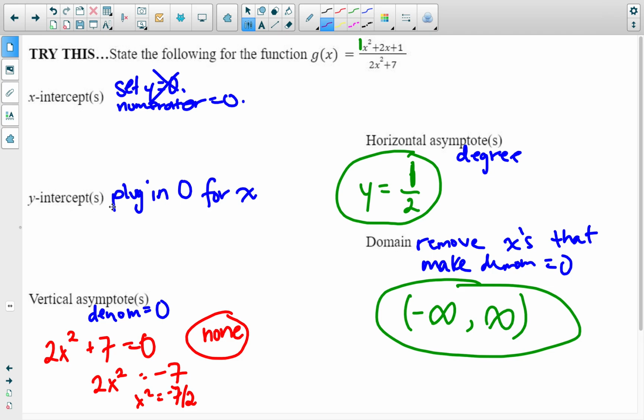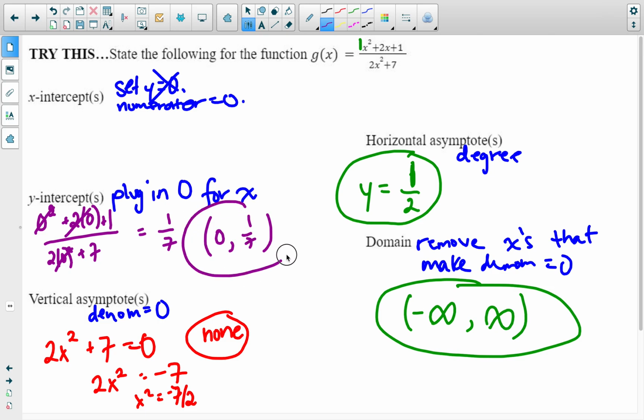The y-intercept is typically very straightforward. You're just going to plug in 0 for your x's, so 0 squared plus 2 times 0 plus 1 divided by 2 times 0 squared plus 7. 0, 0, 0, 1/7 is your y-intercept. Write that as a coordinate: 0, 1/7.